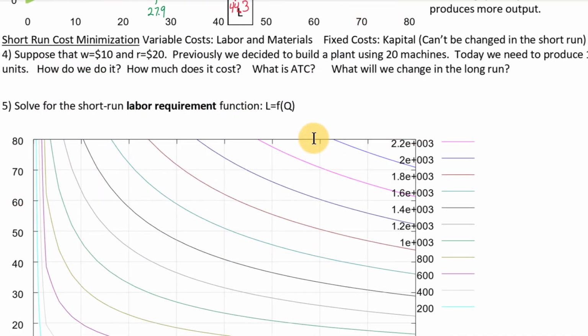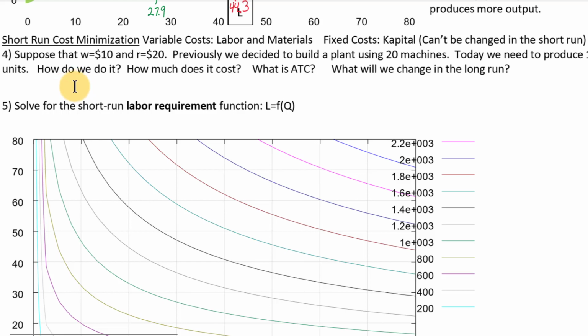So everything we've talked about so far is looking at long-run planning. I can adjust all my inputs. We're only talking about 2, but we could generalize this to 3 or 10 or 100 different inputs. Let's look at the short run. So the short run, again, is a short enough period of time to where at least one input is fixed.